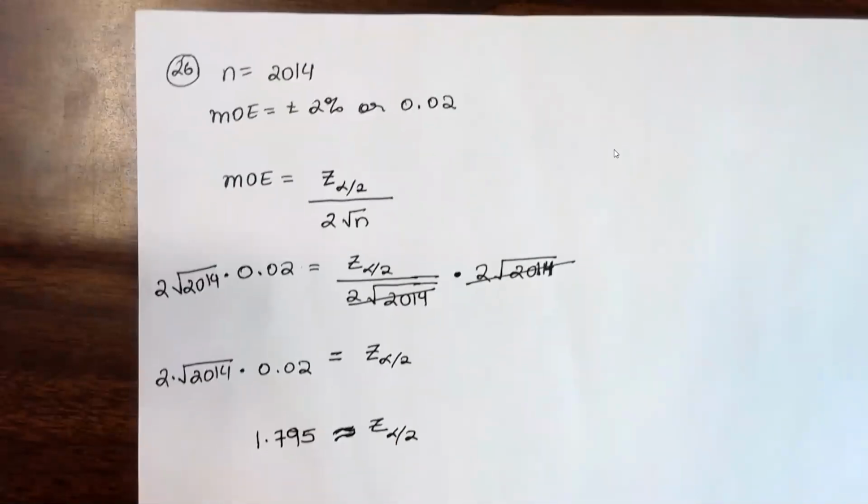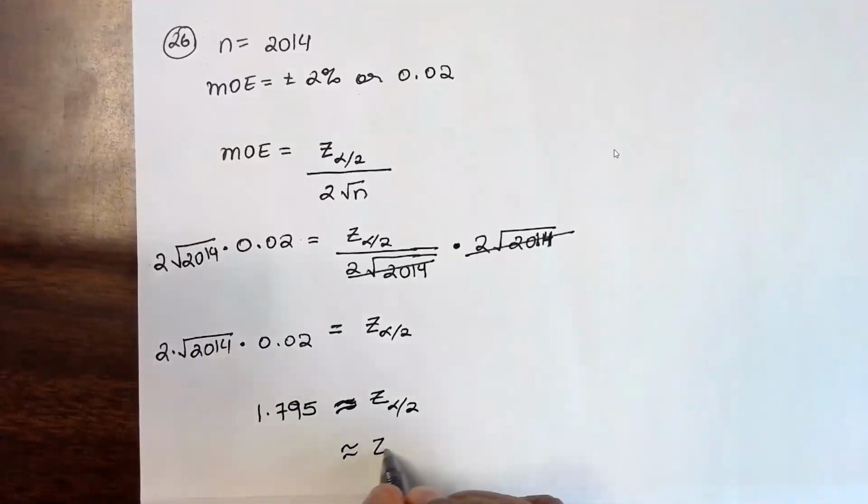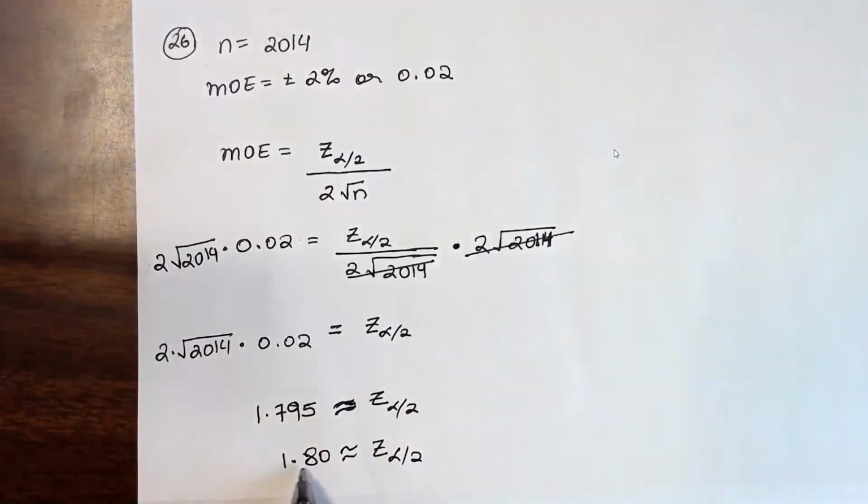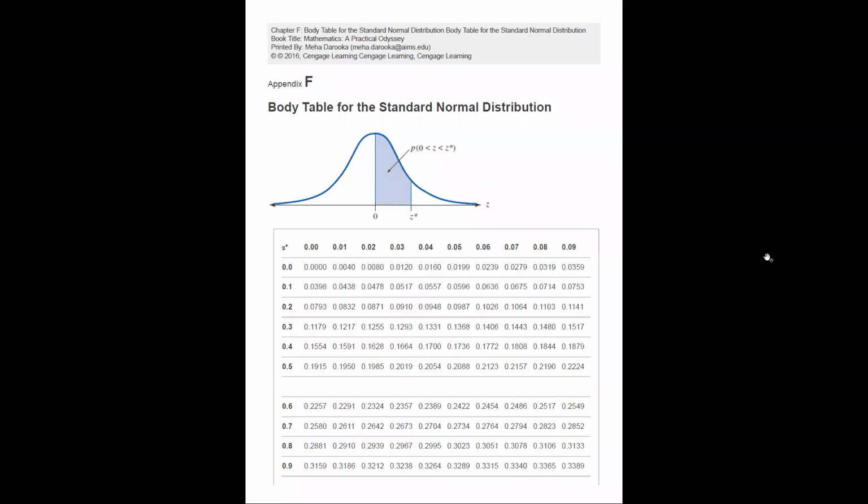1.795. Now we know this is a z-score, which means our z-scores are only going to be in 2 decimal places. So let's round this to 2 decimal places. It will become 1.80. Now we will need to go to Appendix F in our textbook and try and figure out what the percentage value or the area is going to be associated with 1.80. So let's go ahead and take a look at that. So let's see what that z-score of 1.80 will give us.